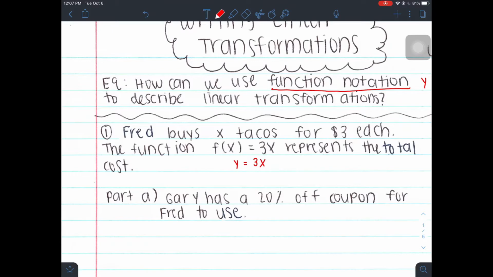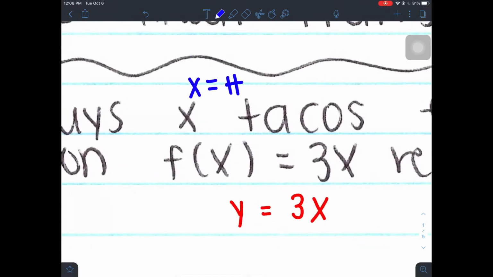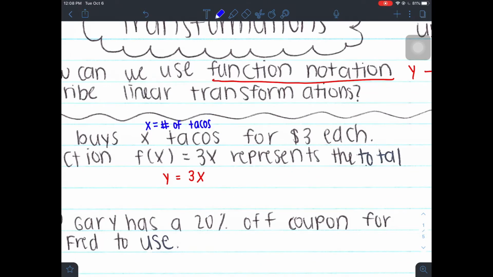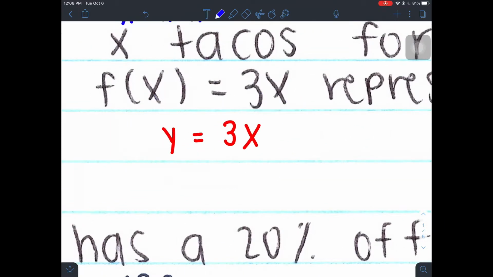Well, yeah, because x is the number of tacos, right? It says Fred buys X tacos. So right off the bat, we know what X represents. X is the number of tacos. Now, we know that they're also $3 each. So does this equation make sense to us? It kind of does, right? Because X is the number of tacos Fred could buy. He could buy 3 tacos, he could buy 2 tacos, he could buy 7 tacos. Whatever that may be, they're going to charge $3 per taco. For example, if he buys 5 tacos, how much would his total cost be? It'd be $15 because you do 3 times 5 and you get 15.